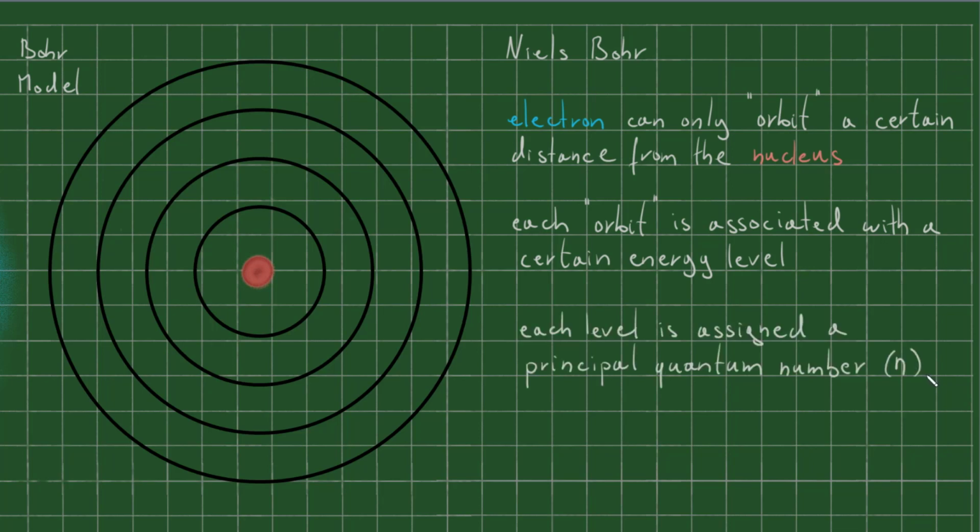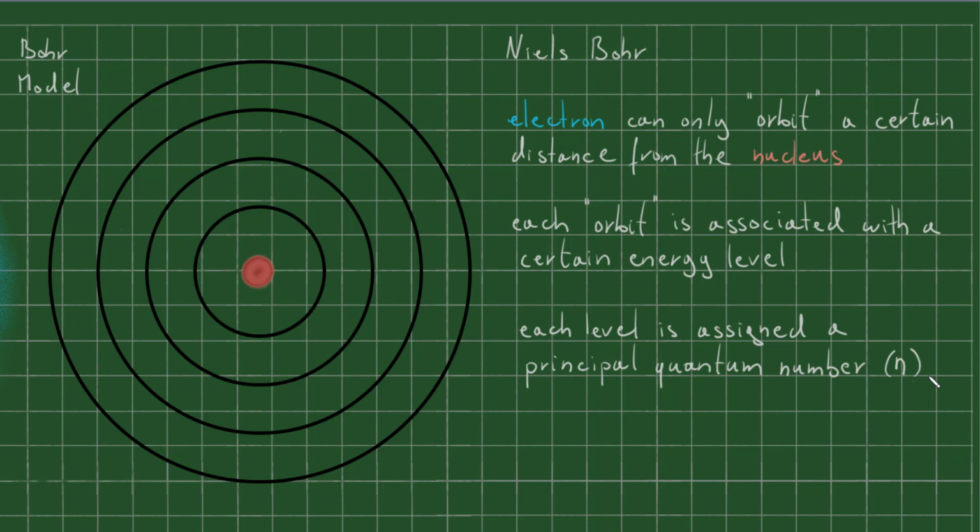The designation for the principal quantum number is n. Principal quantum number sounds very scary, but really, it is just a whole number, an integer. So n can be 1, 2, 3, 4, 5, and so on. It cannot be 1.2 or 2.4. It can only be a whole number.